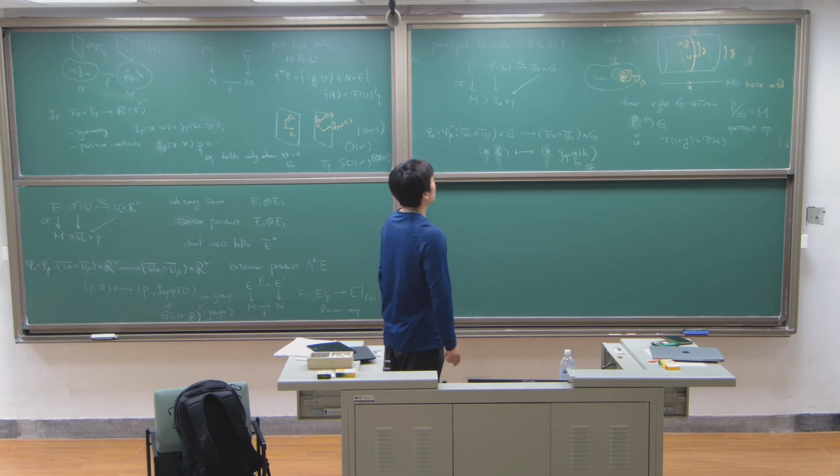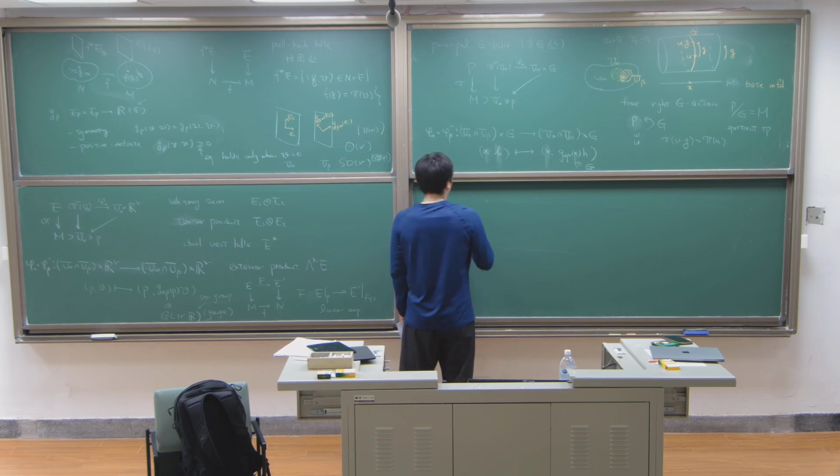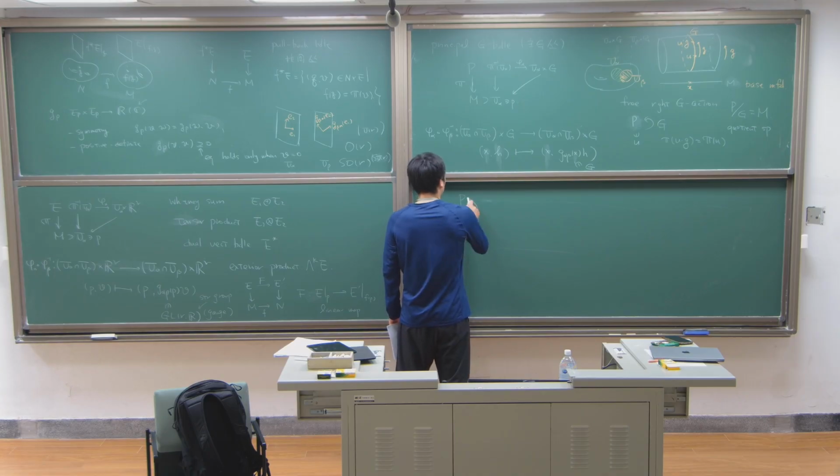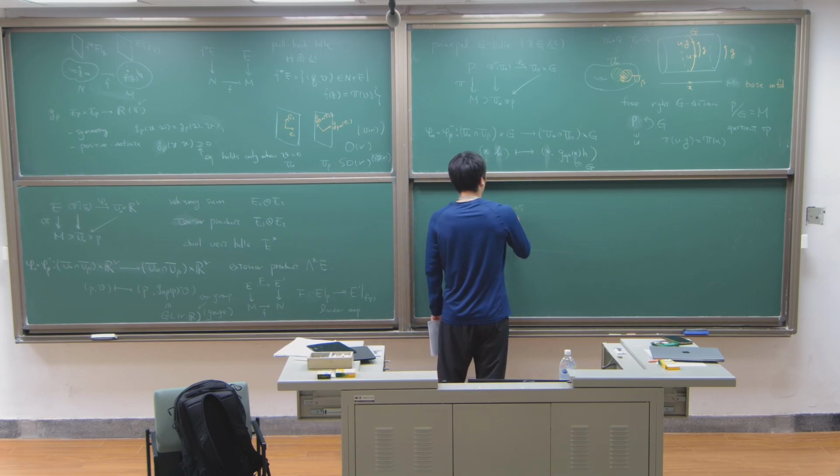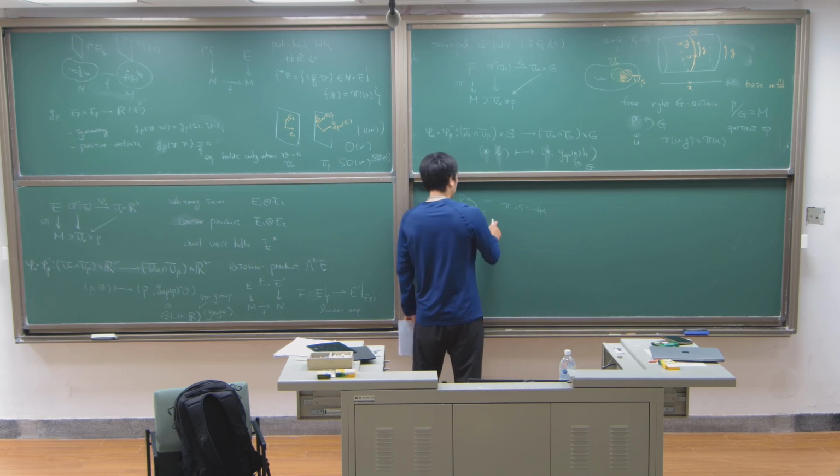Okay, so that's the case. And then you can also have a section. Section is the same thing. So if you have a principal bundle P over N with projection pi, you can have a section s such that pi composed with s is equal to the identity of N. So that's the section.